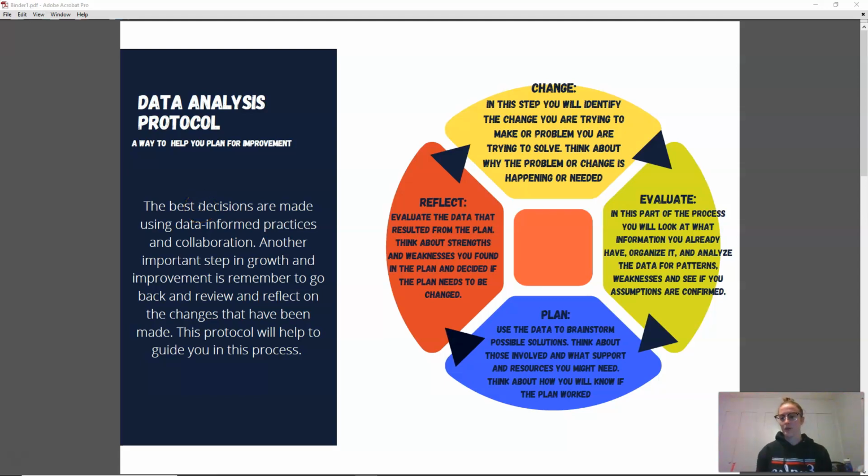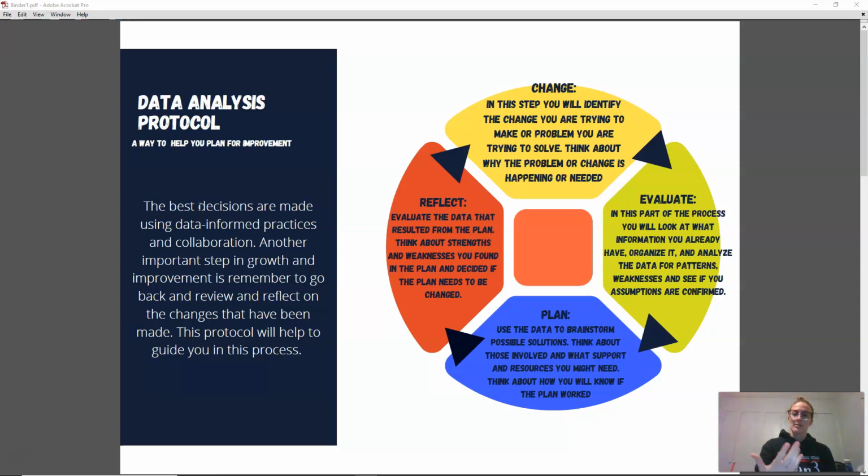Hello everyone, I just wanted to present to you today a data analysis protocol that I would like to implement within my department. My department, with the exception of my department head, doesn't really use any data beyond typical academic achievement data. They look at test scores, they look at formative assessments to inform their decisions.